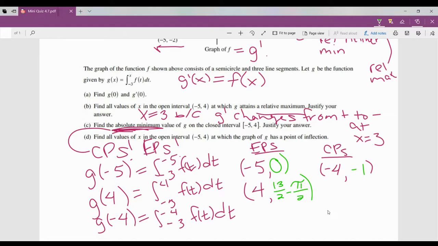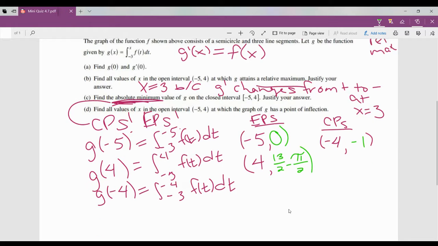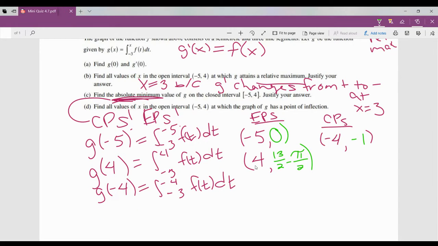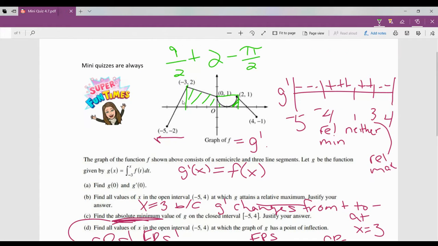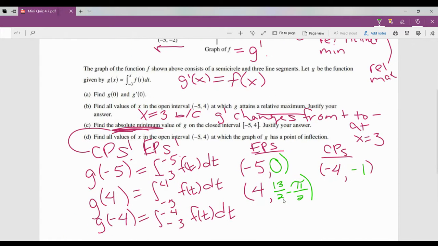Right, guys, so back on C, I have done the y values evaluating that. Just note that the endpoints are -5, 0 and 4, 13/2 minus pi/2, because we did up through 0 was 9/2, and then we took the area of that rectangle and we subtracted away from it the semicircle, so that's where the +2, that's a rectangle, minus subtracting away from it the area of that semicircle. Okay, so we got 13/2 minus pi/2.